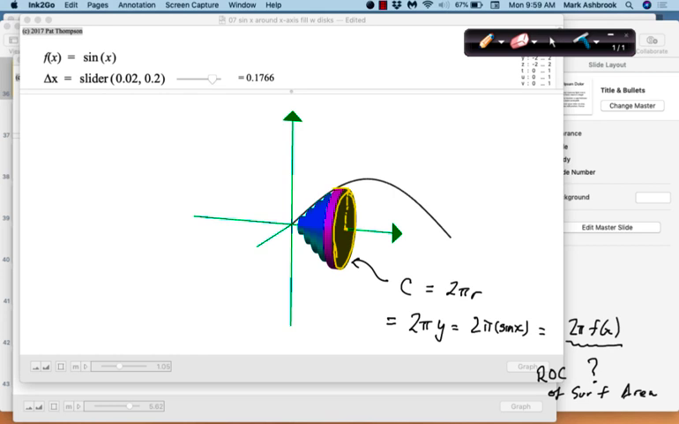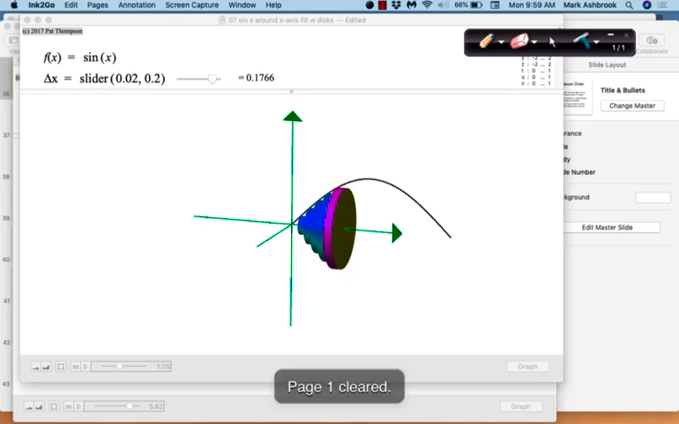The way we're going to test it is with something that we know for sure. So rather than doing the sine curve, let's do a half circle, and we can test it against the surface area of a sphere. Okay? So that's what we're going to do. All right, making sense so far? Any questions?